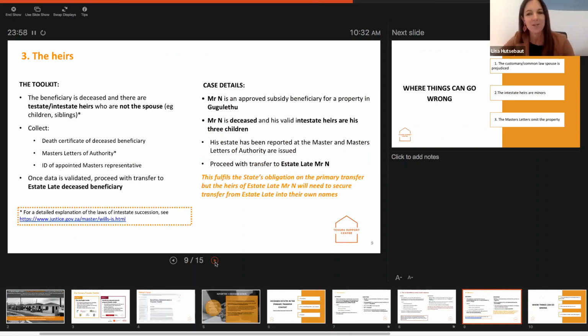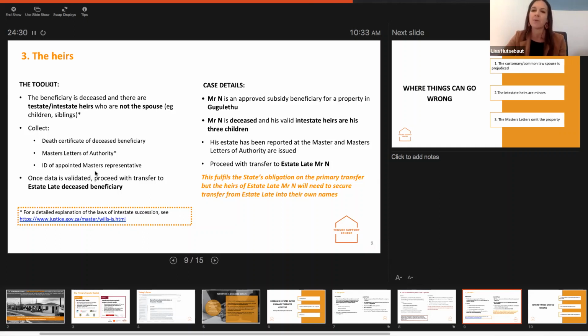Thank you. So the third scenario is where there is one beneficiary who is deceased and there are heirs, but those heirs are not the spouse. So it's usually children of the deceased. It can be siblings of the deceased, brothers and sisters. I've just put a little star there to a link to a website through the Master's Office of a detailed explanation of how the laws of intestate succession work.